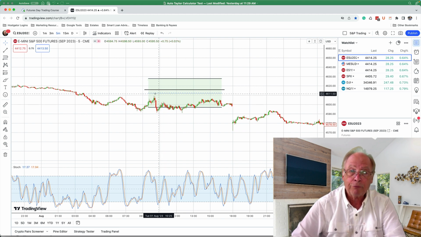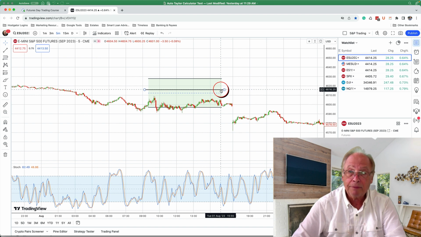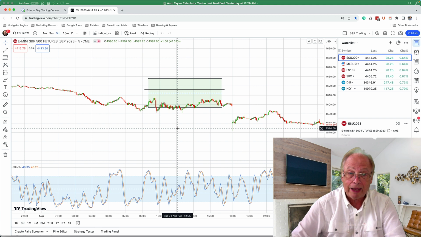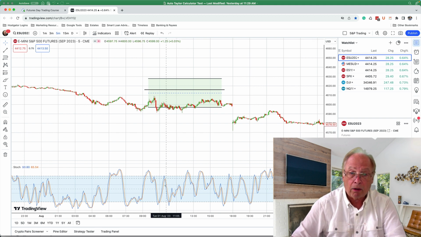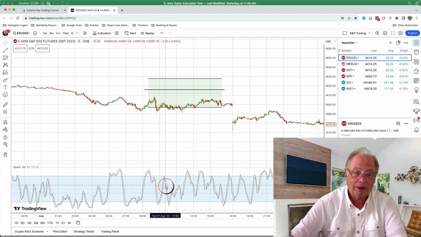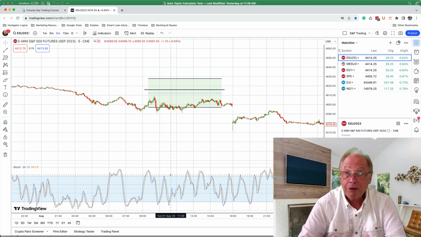I also have the previous day's close that I draw out on the chart as a horizontal line. The third thing I have on my chart is the stochastics at the bottom. That's it. These are the only features that I have on my chart. I don't use any other indicators.